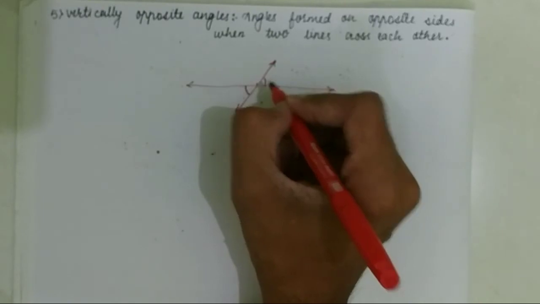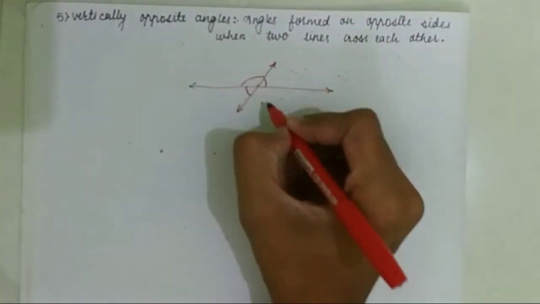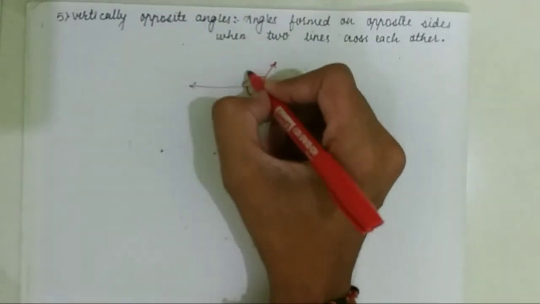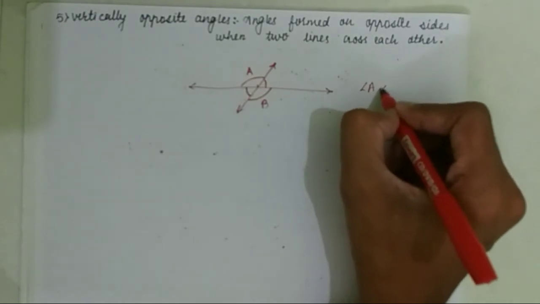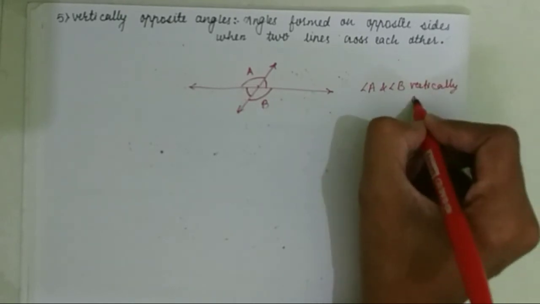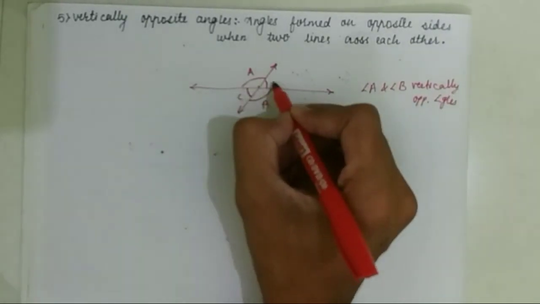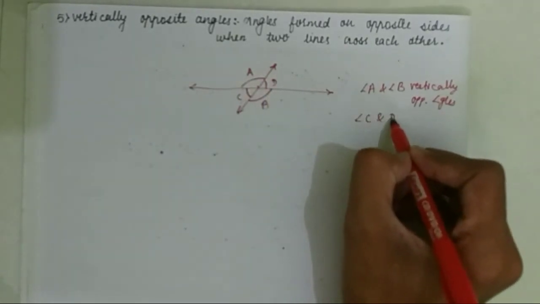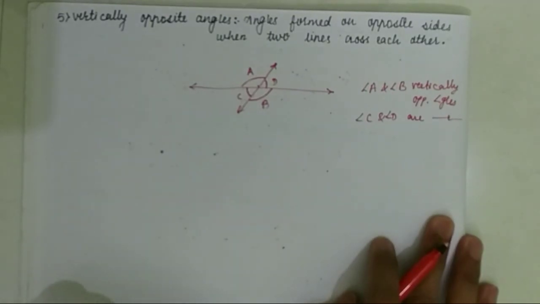Okay, and these two angles are made on the opposite sides, means angle A and angle B are vertically opposite angles, and angle C and D are vertically opposite angles. Okay, angles formed on opposite sides when two lines cross each other are called vertically opposite angles.